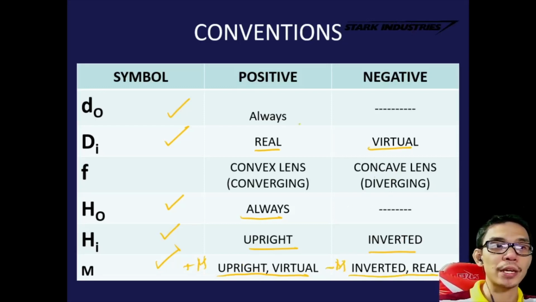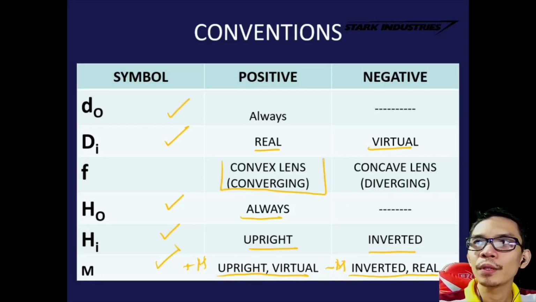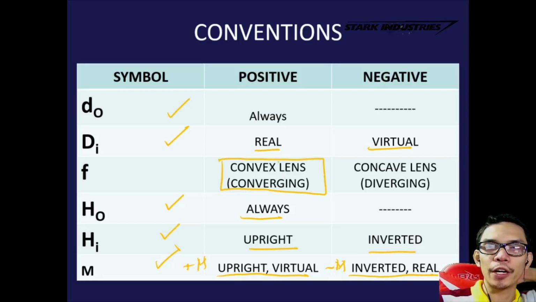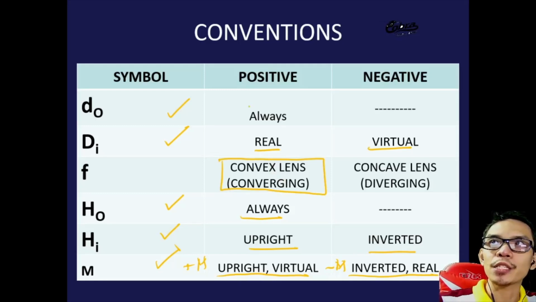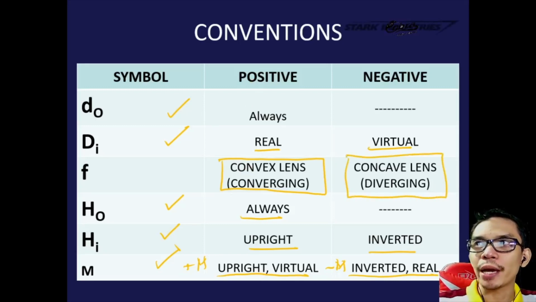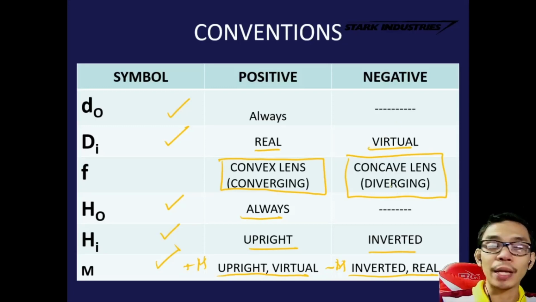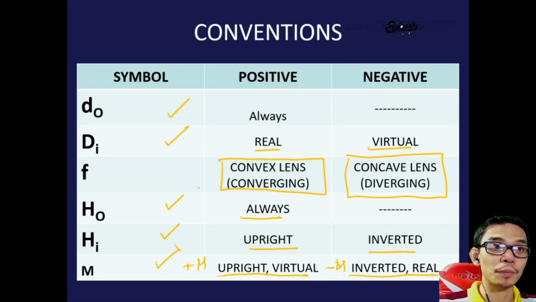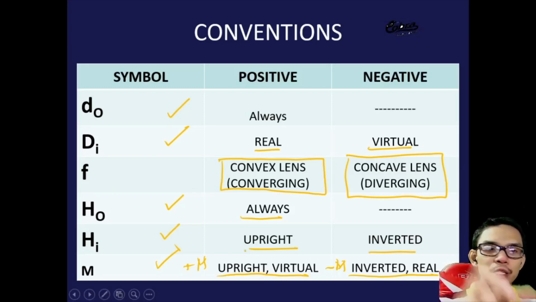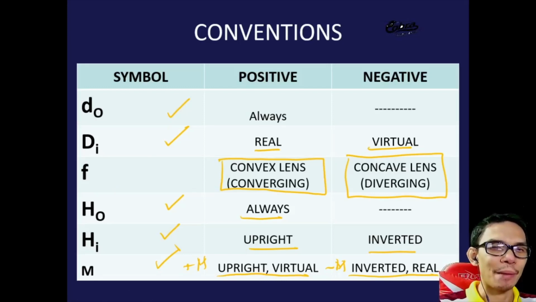Now, the only difference is this one. Alright, for the converging lens or so-called convex lens, the focal length is positive. So, for the concave lens or diverging lens, it is negative. Okay, so just take note of this one. So, let's go now to the sample problems.